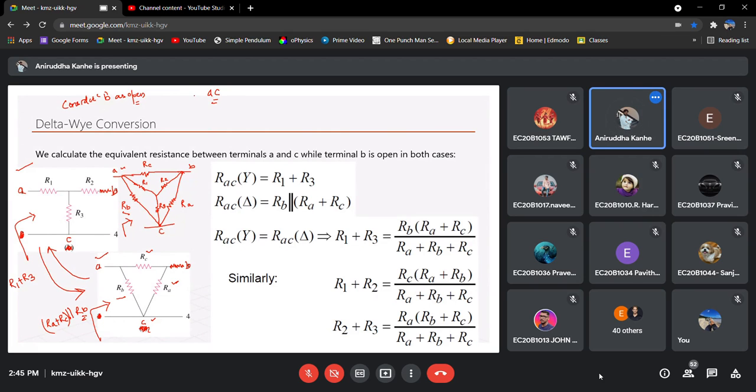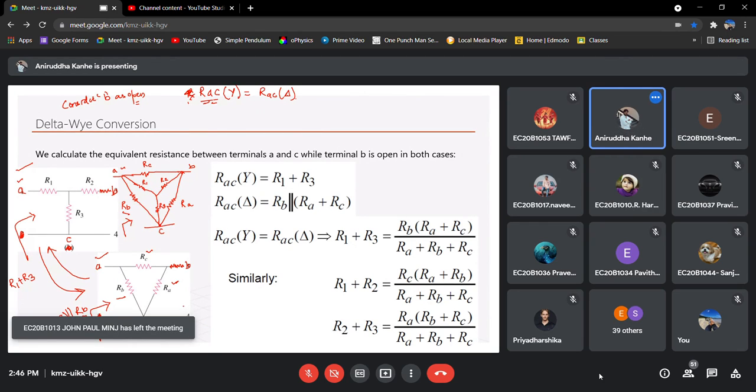Is that okay? Resistance through the port AC for Y must be equal to resistance through AC for delta. I hope this is clear to everyone. Is that okay? Is that convincing? Are you able to understand what I want to say? If I want to make these two equivalent to each other, that means if I look into the circuit through AC for the Y connection, then the resistance must be equal to the AC for the delta connection. Then only you can say that it is equivalent.